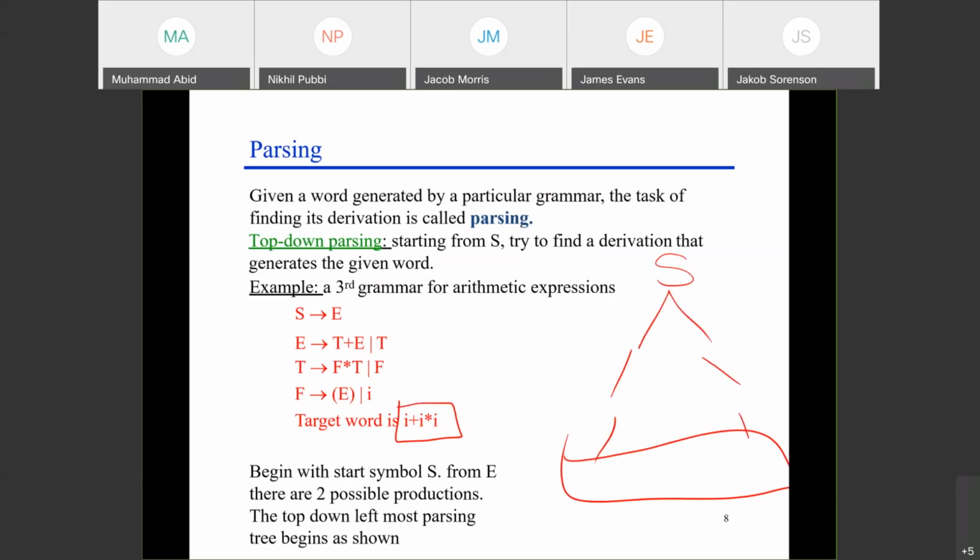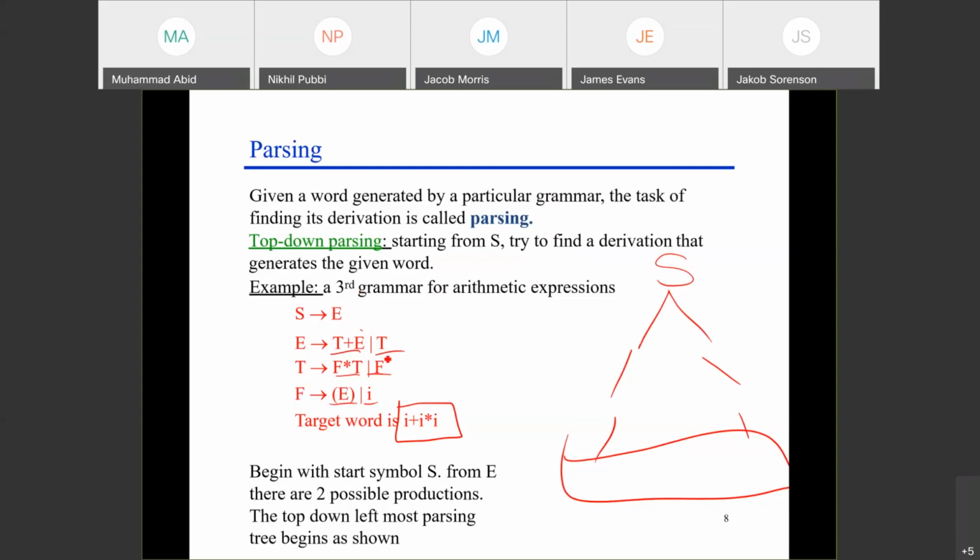How do we do that? We have these production rules. S can be replaced by E, E can be replaced by either this or this, T can be replaced by this or this, and F can be replaced by this or this. So how many production rules do we have? 1, 2, 3, 4, 5, 6, 7 production rules. How many non-terminals? S, E, T, F: we have 4 non-terminals. How many terminals? Plus sign, star sign, parenthesis open, parenthesis close, and small i. So we have 5 terminals here.